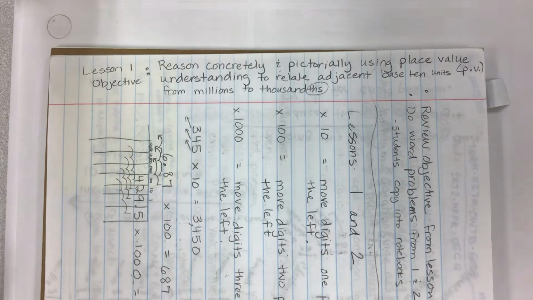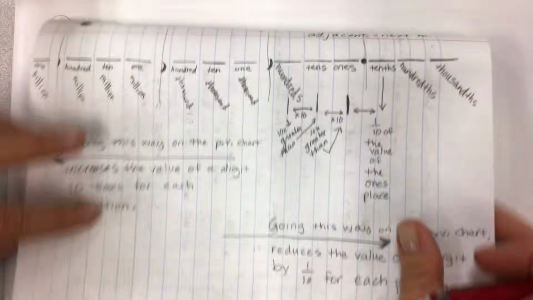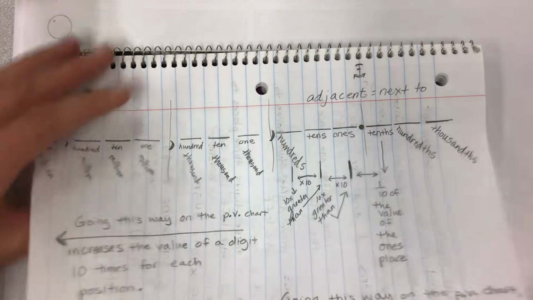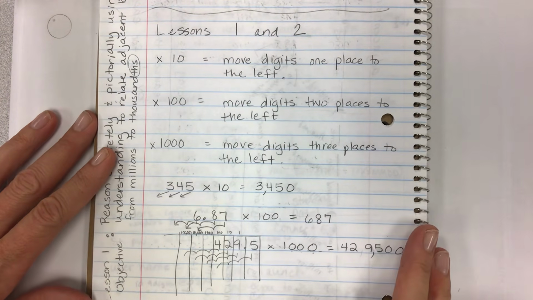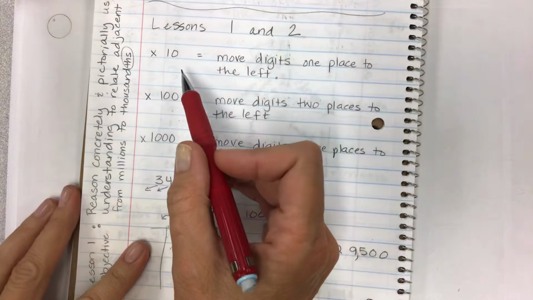Okay, so make sure you have your place value chart handy, the one you made in the previous video. I'm not going to spend a lot of time on that because we already did it on the other video, but keep that chart handy. And here is the big idea. This is basically for lessons 1 and 2, but I wanted to start off with these notes.